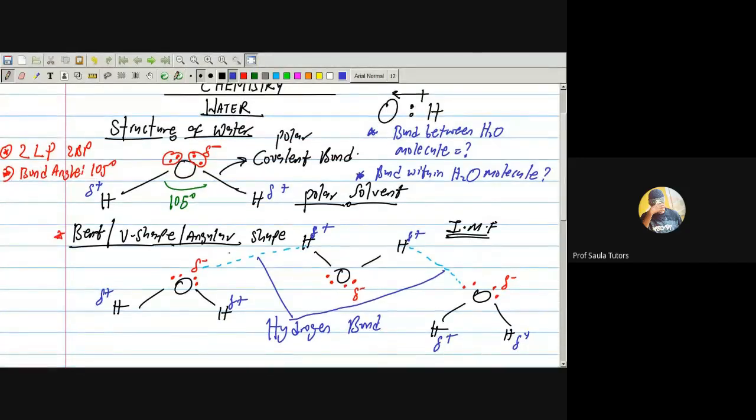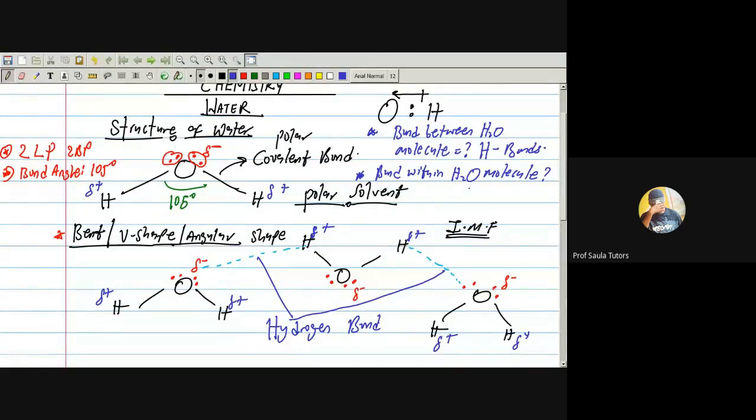Now pay attention. The bond between water molecules is what? Look at one water molecule, look at another water molecule. The bond between these water molecules is this intermolecular force called hydrogen bond. The answer to this one is what? Hydrogen bonds. Good. That's the bond between water molecules. Please, that's another thing for you to jot. The bond between water molecules is the hydrogen bond.